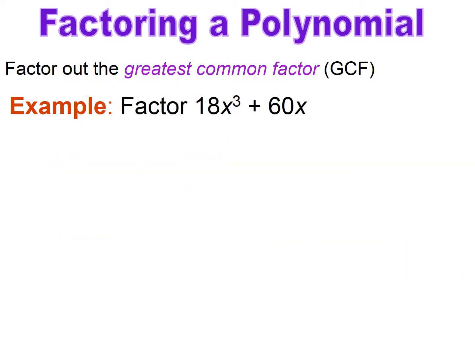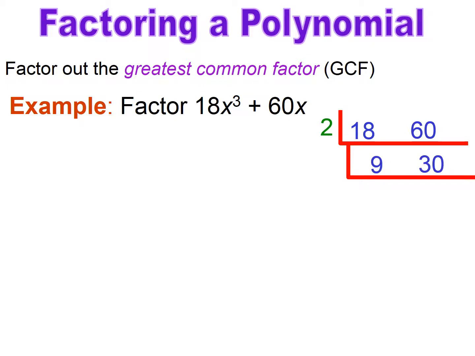So I'm looking for the GCF for 18 and 60. I can put that in the ladder method and divide out the prime factor of 2. And then I see it also has a prime factor of 3. And 3 and 10 do not have any common factors. So my GCF of the numerical part will be 6. And then looking at the variable part, it will be the variable with the lowest exponent. So I get 6x. So my GCF here is 6x.